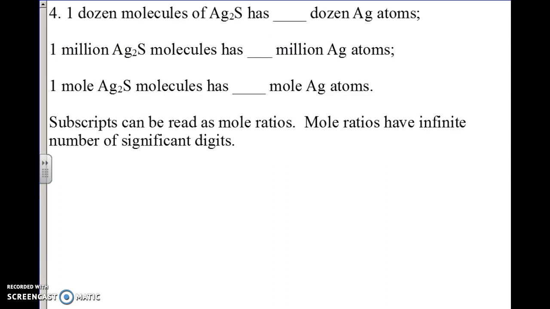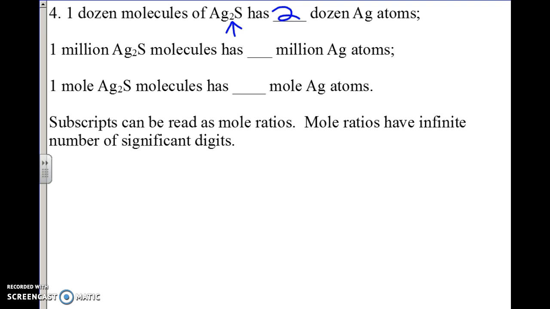Pause the video, see if you can go through number 4 on your own before watching me go over it. This whole problem is relating moles as being a name for a number, as a dozen is a name for a number. So in 1 dozen molecules of silver sulfide, how many dozen silver atoms are there? Well, this 2 says that there's 2 silvers in every silver sulfide. So if I have a dozen molecules of silver sulfide, I must have 2 dozen silver atoms.